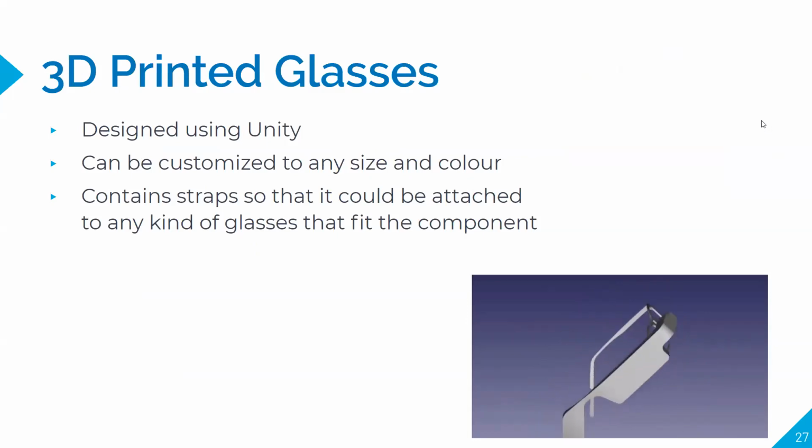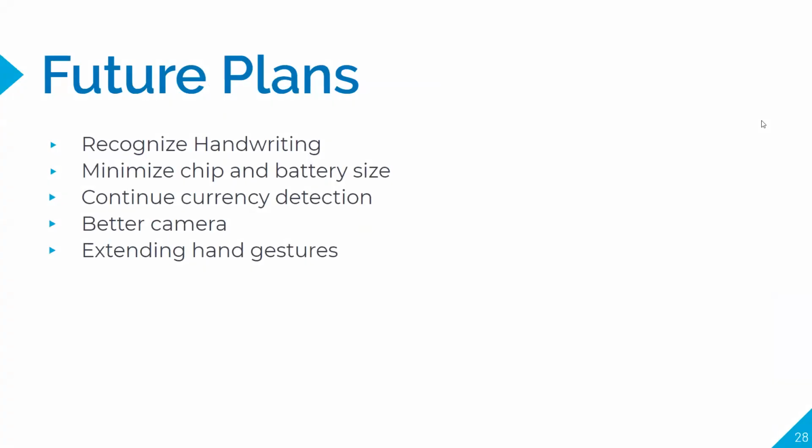Having all these milestones done, we still think that we can make several enhancements to our product. For the text recognition feature, we think that it will be an upgrade if it can actually recognize handwritten text. We also hope to achieve better portability in the future by using smaller hardware components, referring to the chip and the battery, of course. As for the currency detection, we hope to minimize the limitations that this feature comes with.